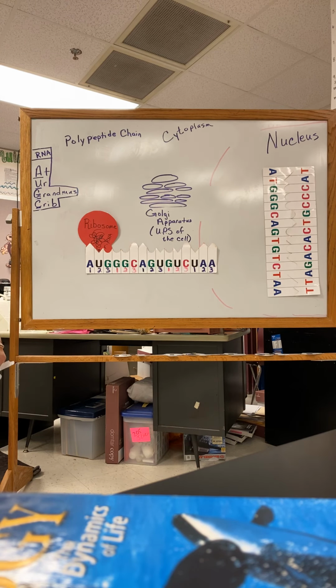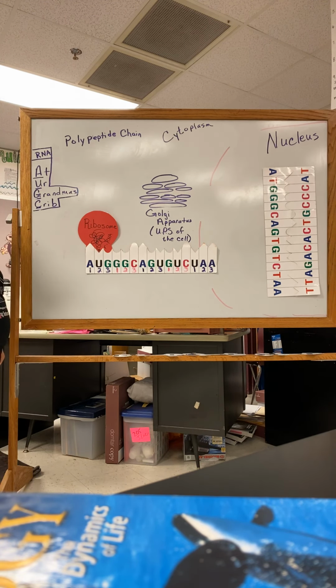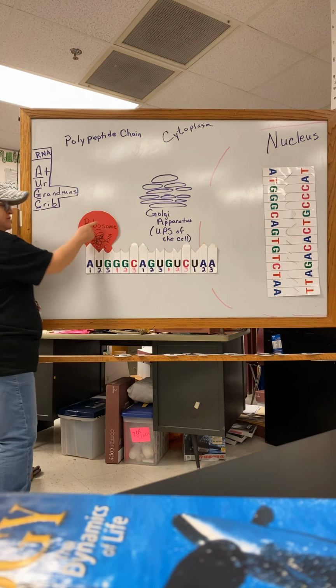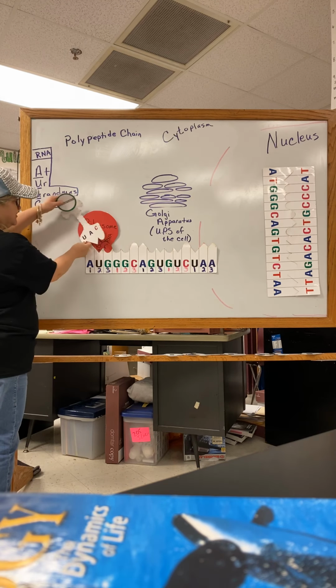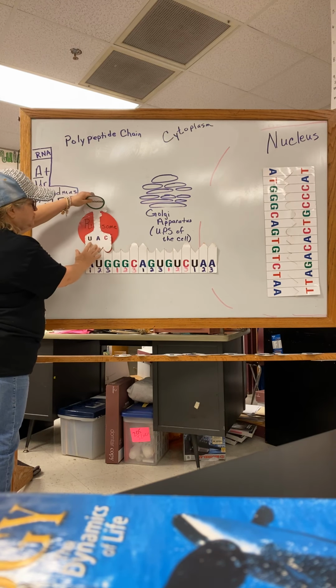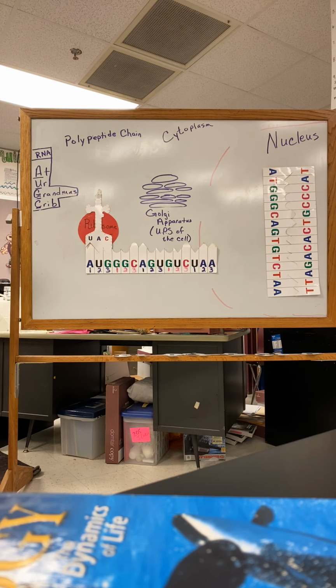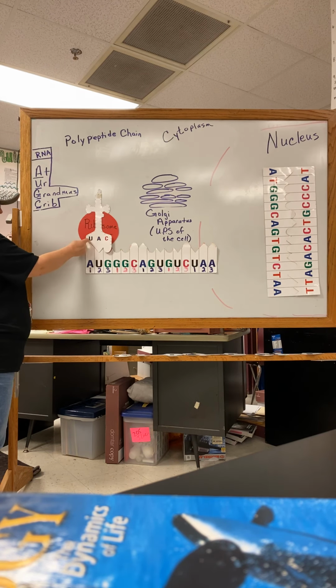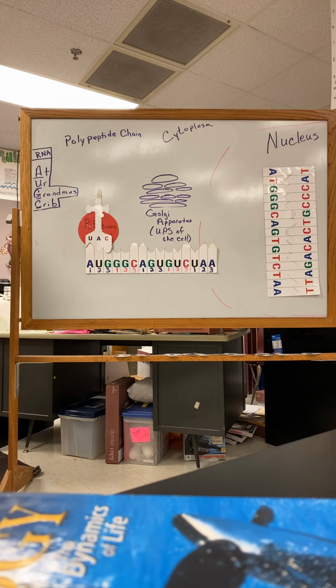But before you can put the amino acid in there, you have to have the translator come in. Because remember that messenger RNA does not speak the same language as ribosomal RNA. So a translator has to come in. The translator is called transfer RNA. And again, following Chargaff's base pairing rules, A matches U, U matches A, and G matches C.